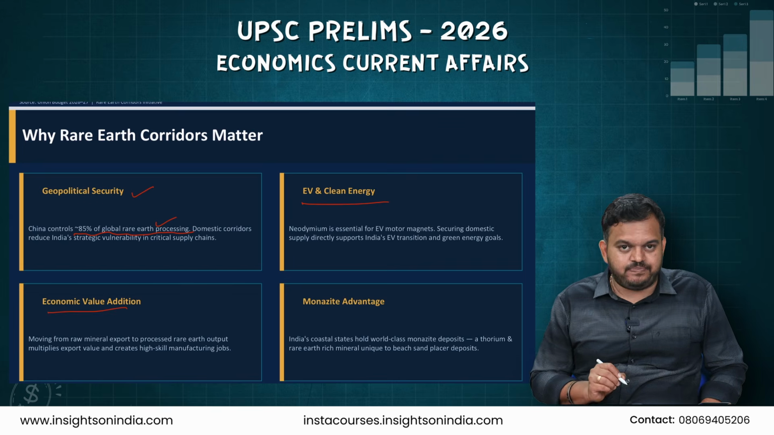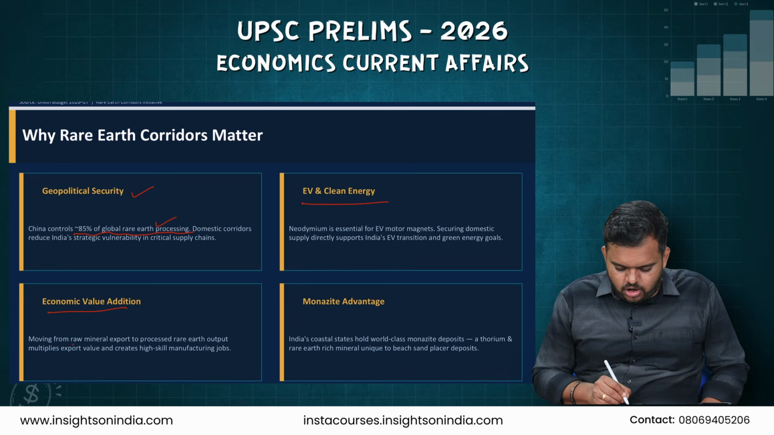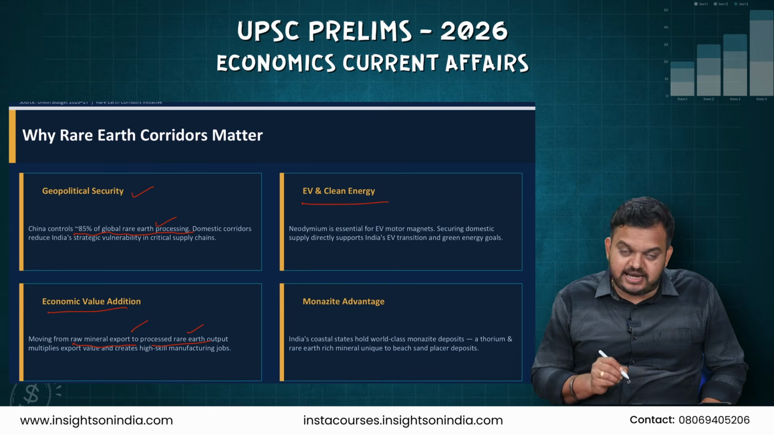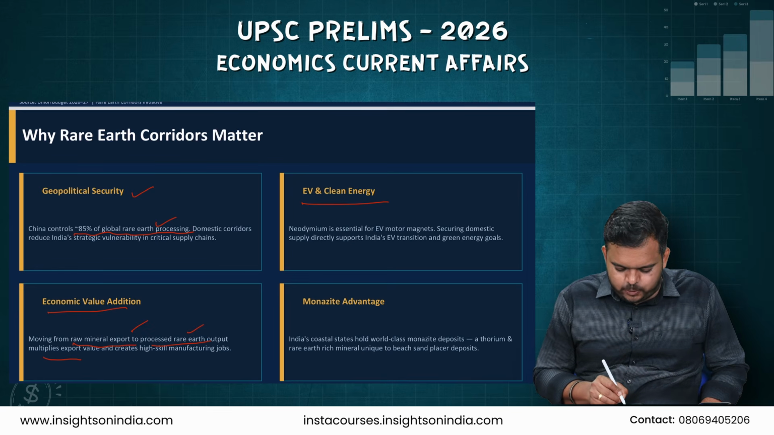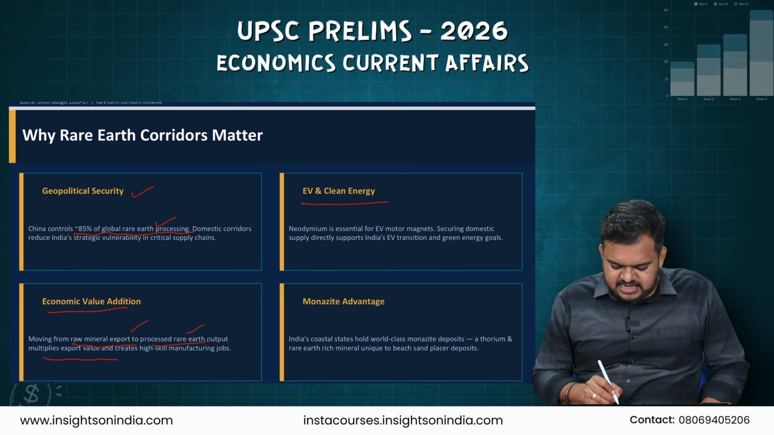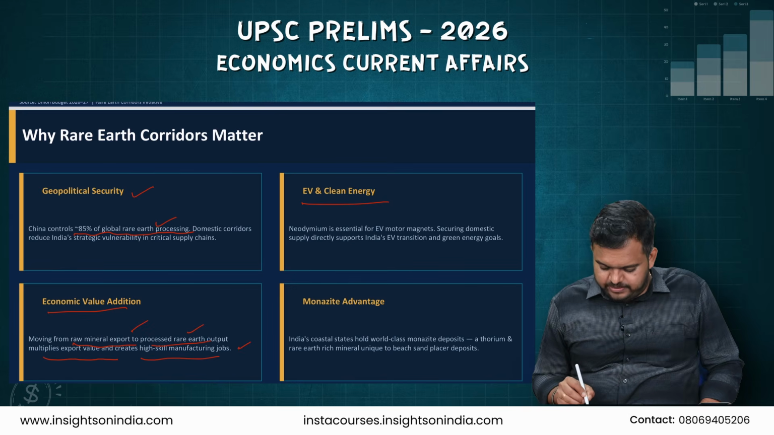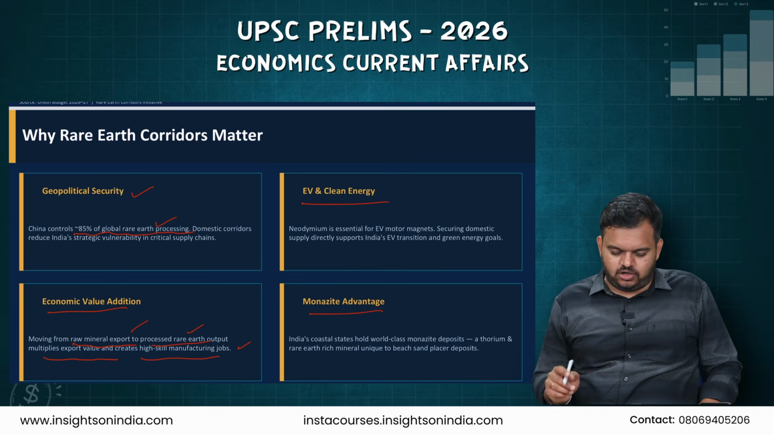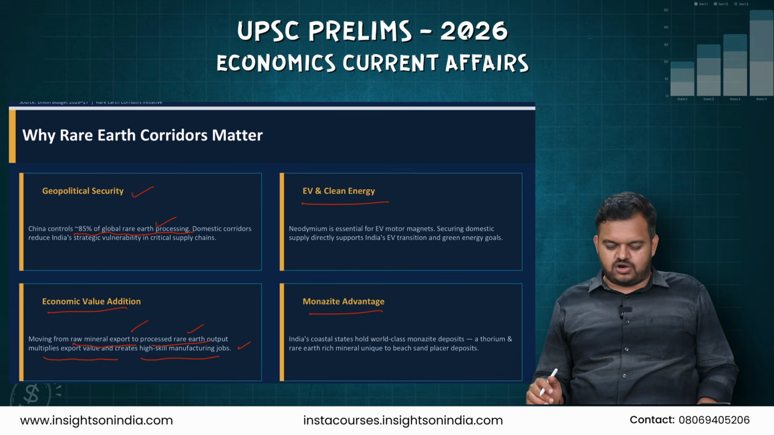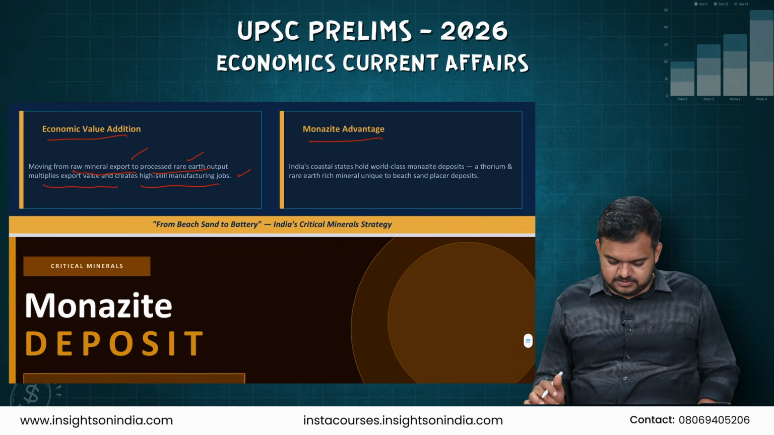Economic value addition: India has to move from raw material export to processed rare earth output. It actually helps to multiply our export value and creates high-skill manufacturing jobs. Monazite advantage. So, UPSC can ask what can be the advantages of rare earth corridors. These are the important ones.